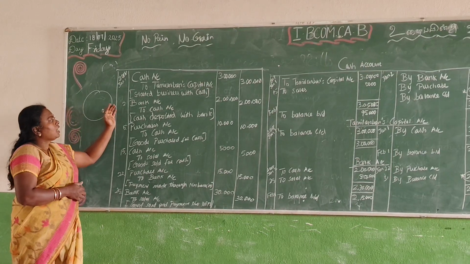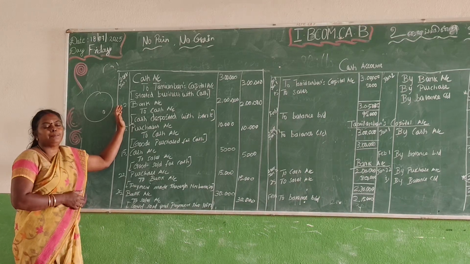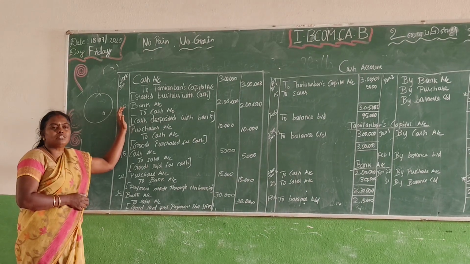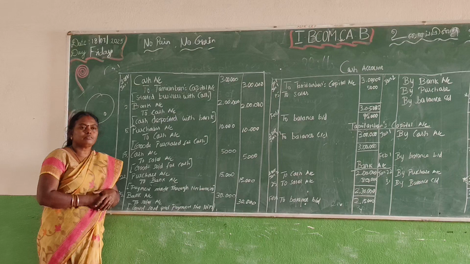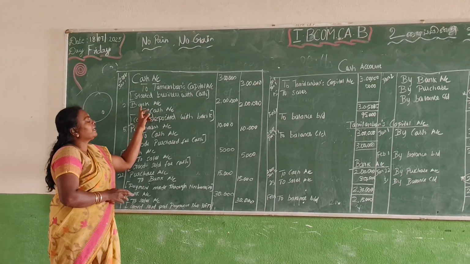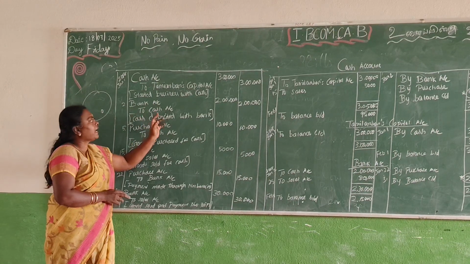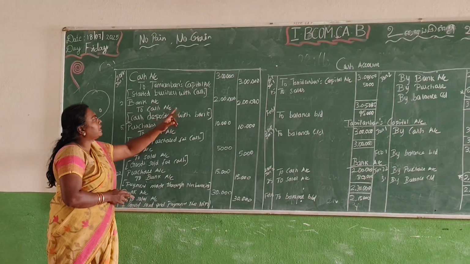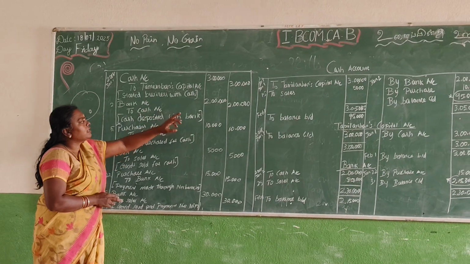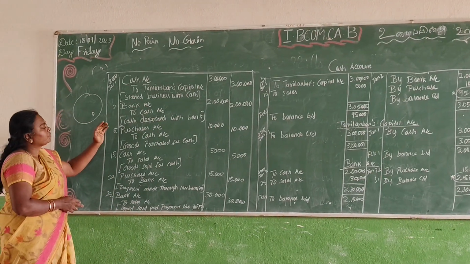3 lakh. Next, they have deposited the cash in the bank. What are the two accounts involved in this? Bank account and cash account. The bank is the receiver; the business gives the cash to the bank. So, bank account debit 2 lakh to cash account credit 2 lakh, being the cash deposited in the bank.